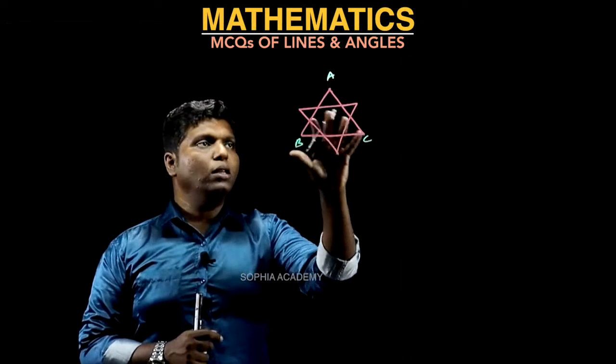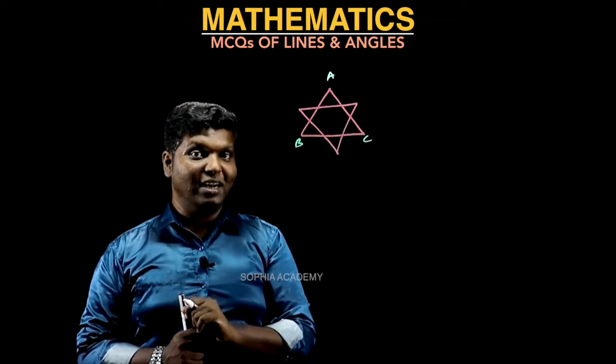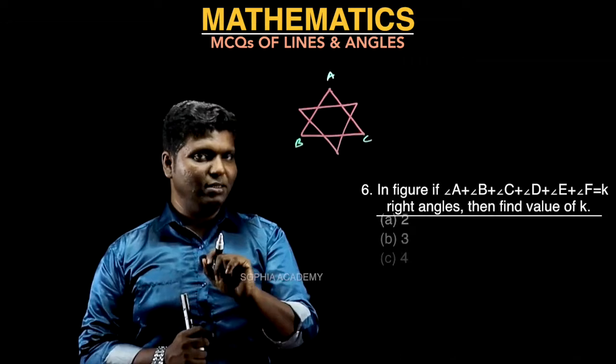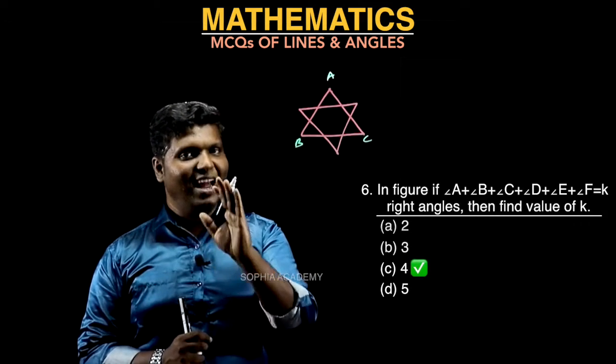So if you are taking the sum of these 2 triangles, we can say there are 4 right angles, right? In each triangle there are 2 right angles. So altogether you can say there are 4 right angles. So we can say the answer is 4.